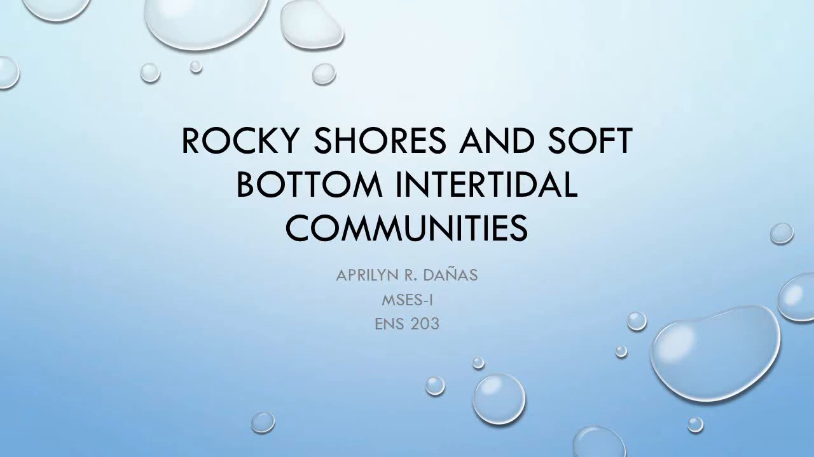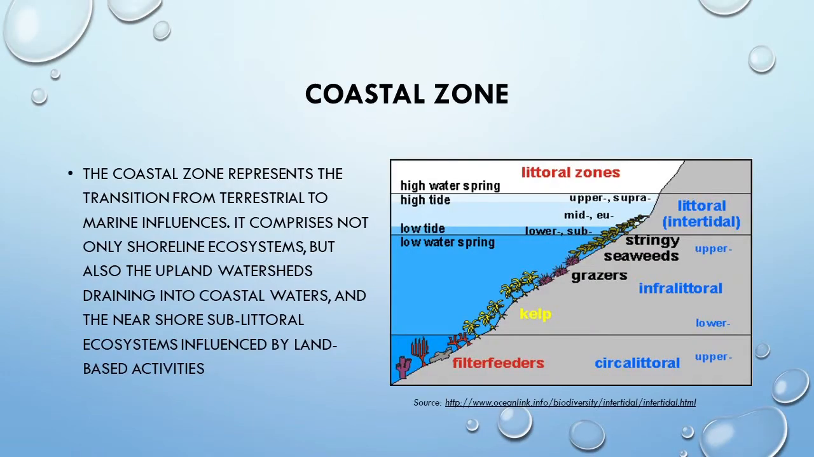My report is about rocky shores and soft bottom intertidal communities. The coastal zone, as seen in the picture, represents the transition from terrestrial to marine influences. It comprises not only shoreline ecosystems, but also the upland watersheds draining into coastal waters and the near shore sublittoral ecosystems influenced by land-based activities.